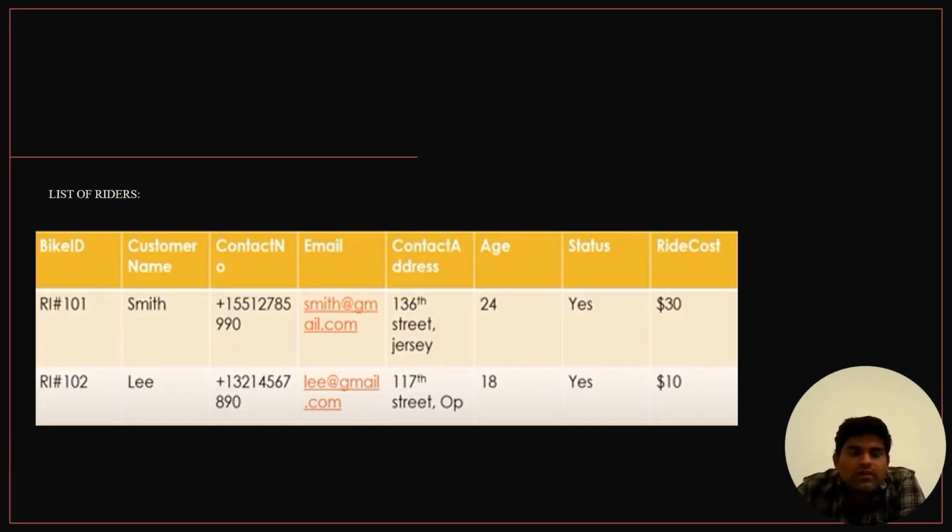Coming to the list of riders, here is an example of the list of riders. We are taking the bike ID, customer name, customer phone number, contact information, email, contact address, age, status, and ride cost. So here is the example of that particular bike rider information.